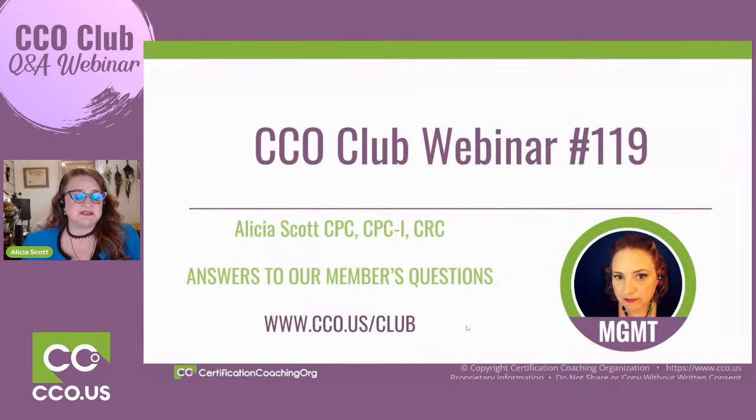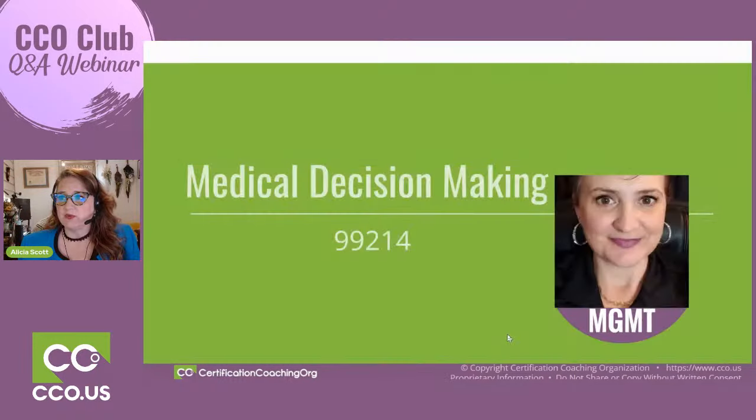I wrote up some examples and I really would like to see your examples as well. So feel free when we're going through these to let me know of an example that pops into your head as we go along. The first thing that we want to do is talk about what 99214 is. That is the CPT E&M code for moderate medical decision making.